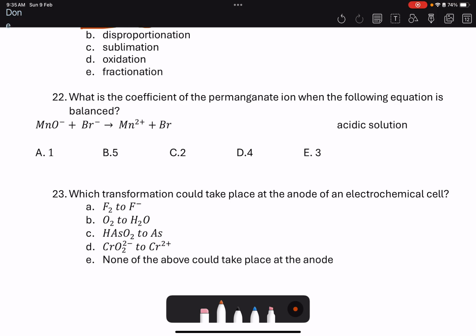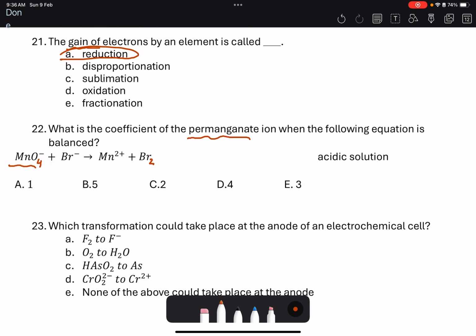Moving on, what would be the coefficient of permanganate ion when the following equation is balanced? Permanganate ion is MnO4 minus. So what should be the coefficient? Okay, so there's a mistake in writing this one. It's Br2. So it is MnO4 minus going to Mn2 plus. That is 4H2O. That is 8H plus. And 5 electrons on this side.